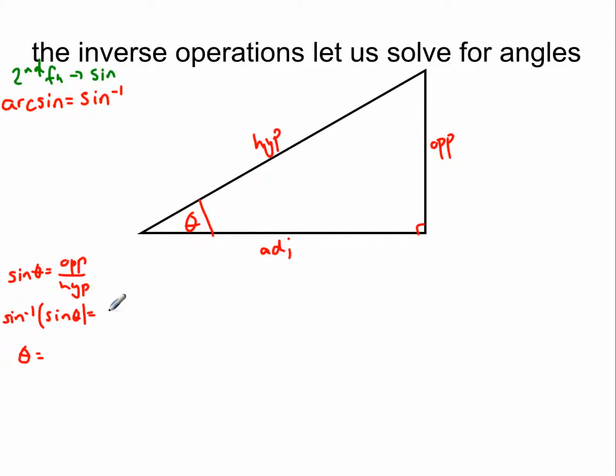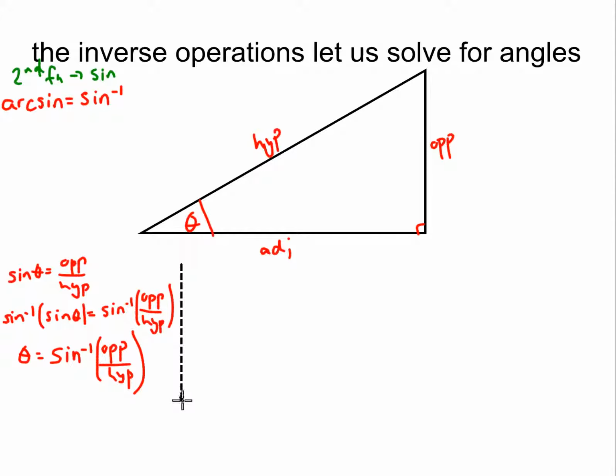And whatever we did to one side, we have to do the other. So we're going to find the arcsine of this ratio. And so that is what we're left with as our answer. So given that we had the opposite and the hypotenuse, we can solve for an unknown angle theta.